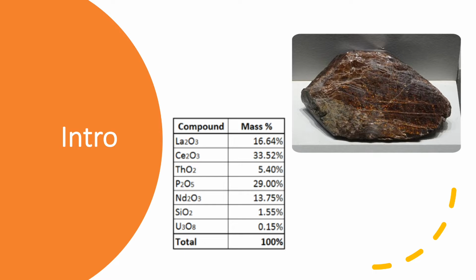The thorium content of monzonite varies up to 20%, with North American monzonite ore containing about 5% thorium. We found these average mass percents from other research papers that were able to run tests on monzonite ore to determine their composition. So now a little background about our research topic specifically.